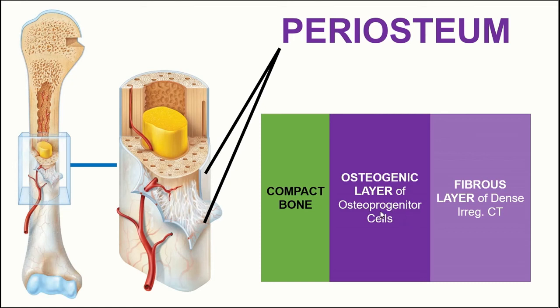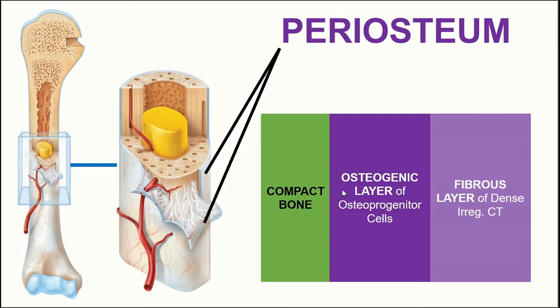One of the principal cell types that it's made out of is a layer of osteoprogenitor cells. Recall that those are the stem cells of bone that give rise to things like osteoblasts and osteocytes. But the osteogenic layer not only contains osteoprogenitor cells, it also contains osteoblasts, which are the bone-forming cells, and osteoclasts, which are the bone breakdown cells. So we see those three cell types within the osteogenic layer of the periosteum.